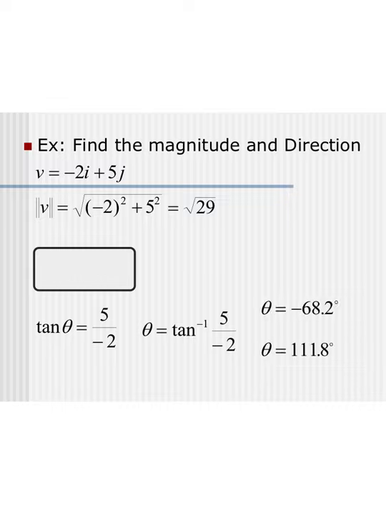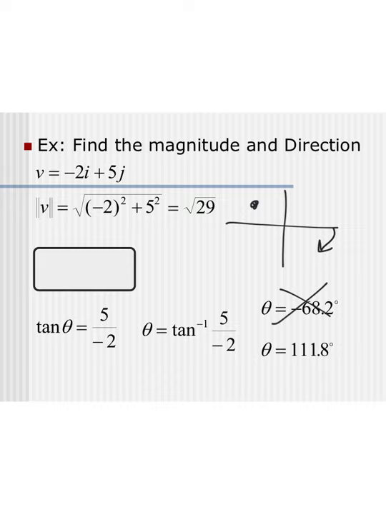Your calculator is going to give you negative 68.2, but negative 68.2 is not actually correct. And the reason why it's not correct, if you think about the point negative 2 comma 5, and I graph that on my x and y axis, I'm going to get a point in my second quadrant. A negative 68.2 would end up being in my fourth quadrant. So it's telling me the equivalent angle, but because of the restrictions on our tangent inverse, it's not actually correct.